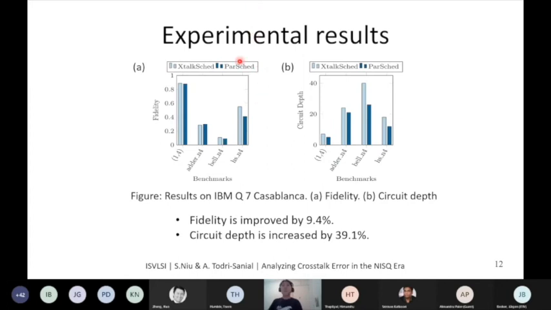Here are the results. Picture A shows the fidelity, and picture B shows the circuit depth result. On average, the fidelity is improved by 9%, while the circuit depth is increased by 39%. We can see even though the circuit depth is increased, the fidelity is improved as well. However, the circuit depth is increased significantly, and also the SMT solver used in this scheduler is very time expensive. Therefore, a better method for crosstalk mitigation is needed.